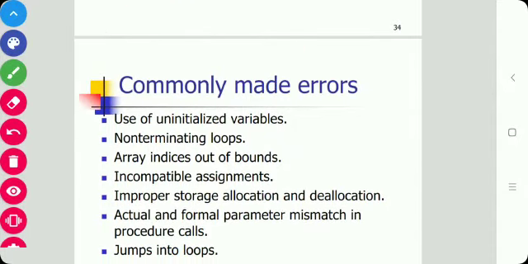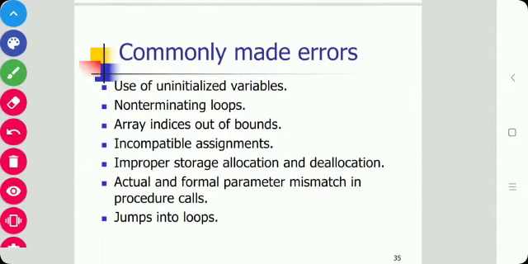The common types of error are use of uninitialized variables, non-terminating loops, array indices out of bounds, incompatible assignments, improper storage allocation and deallocation, actual and formal parameter mismatch, and jump into loops. These are the commonly made errors, and they are examined in the code inspection. So this is about code review, which consists of two techniques: code walkthrough and code inspection.